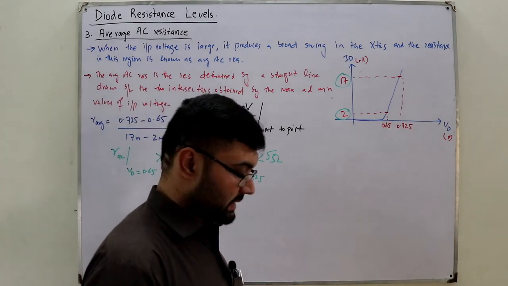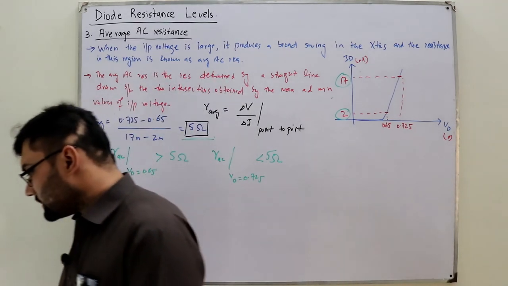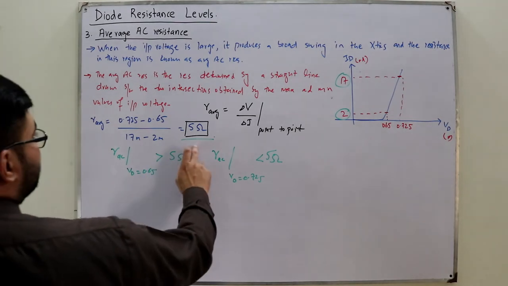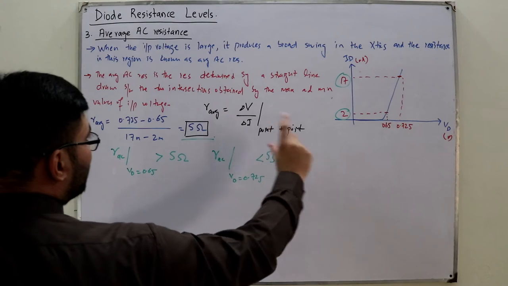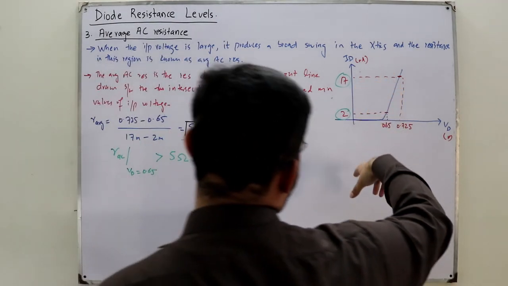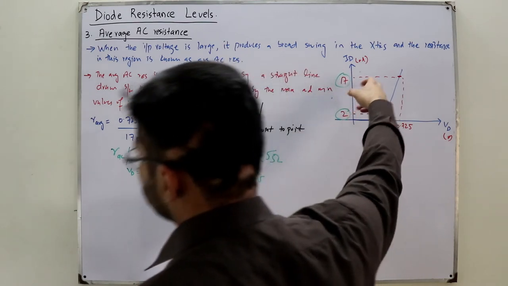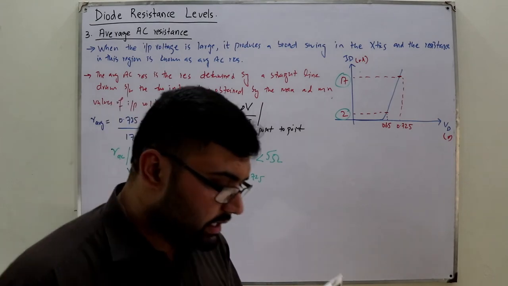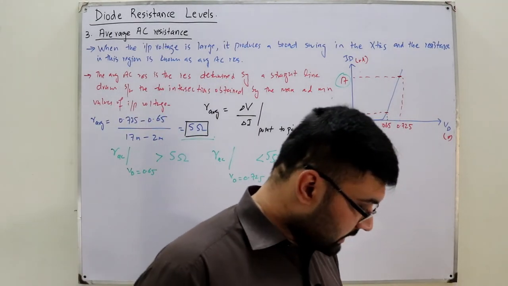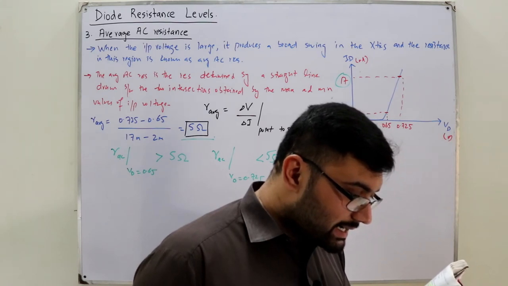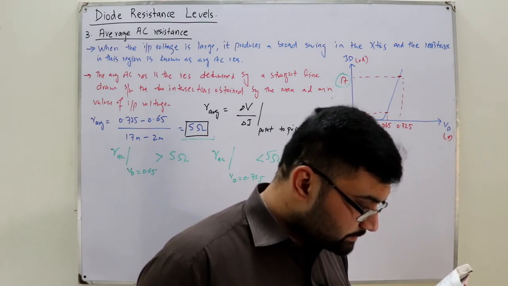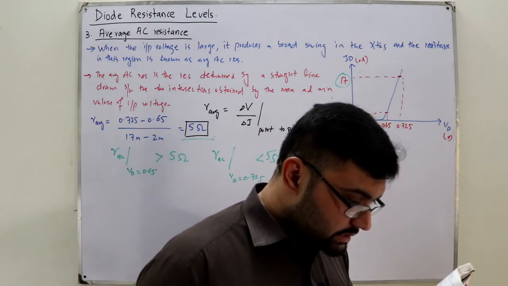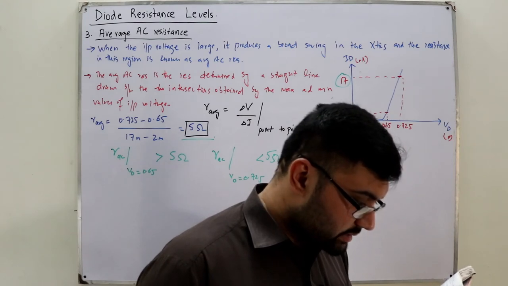Is that okay? So that is it about it. The average AC resistance, this 5 ohms, is the average of all the points lying between the two finite limits that are given. Here the limits are 2 milliampere and 17 milliampere in terms of current, and in voltage you have 0.65 and 0.725. The AC resistance determined at ID of 2 milliampere would be greater, and it would be less at the other end. The average AC resistance from 2 milliampere to 17 is one level.